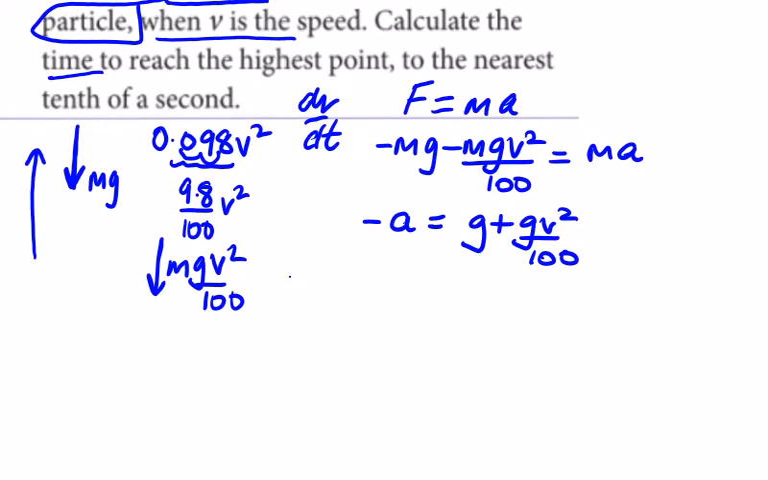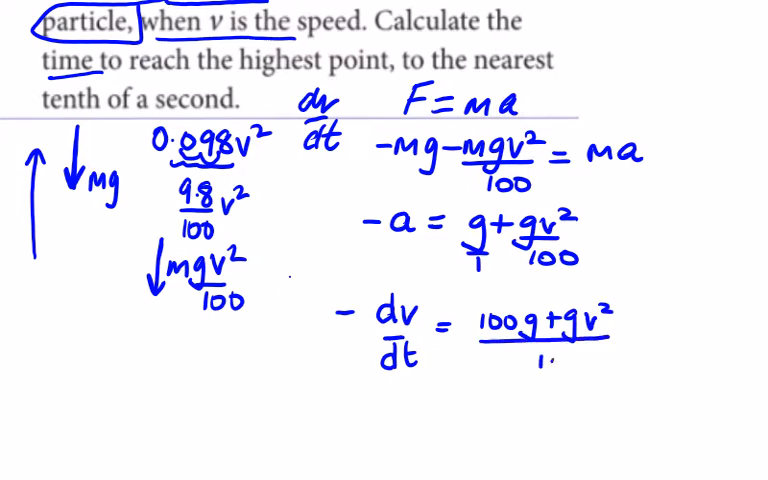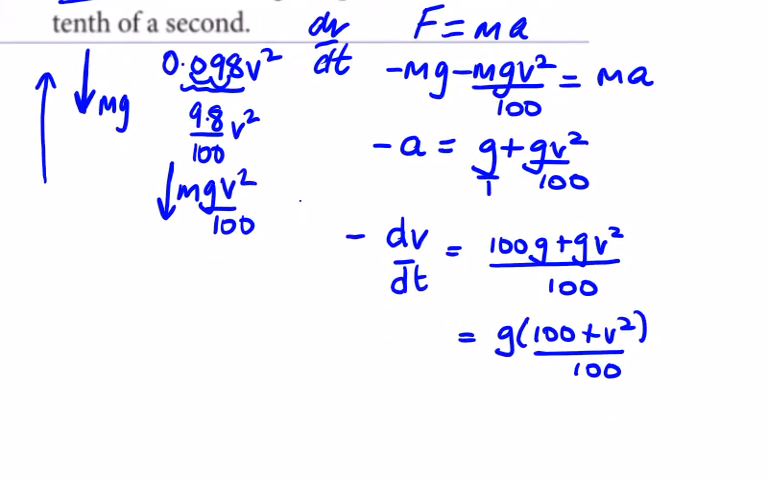We're looking for time, so a is dv dt, so I'll just leave the minus in front. Minus dv dt is equal to, if I make this one fraction, it's going to be 100g plus g v squared over 100. I'll factor out the g as well. g times 100 plus v squared over 100 is equal to minus dv dt.